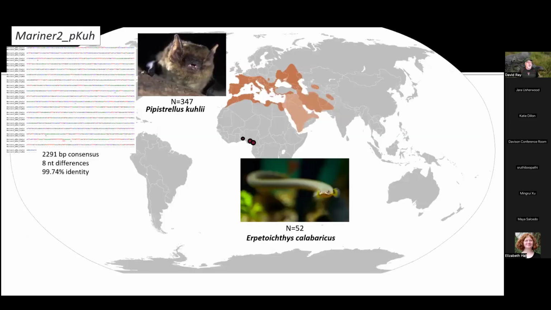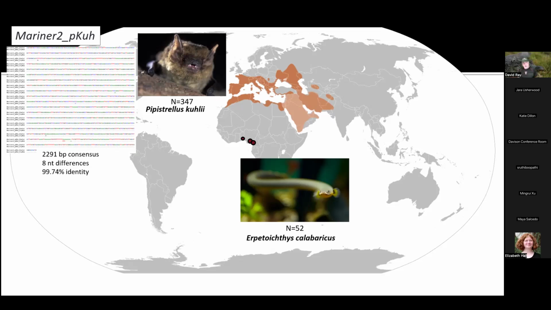Somehow, a transposable element was able to horizontally transfer to or from Pipistrellus kuhlii, which is a European bat, and an African reedfish. And this is the alignment of those sequences. It's a 2,291 base pair consensus sequence. And between these two organisms, there are only 8 nucleotide differences. Only 8. So this isn't a vertical transfer. This isn't something that was shared in all of the ancestors of these guys. Somehow that element managed to move either from the bat to the fish or from the fish to the bat through some sort of an intermediate.